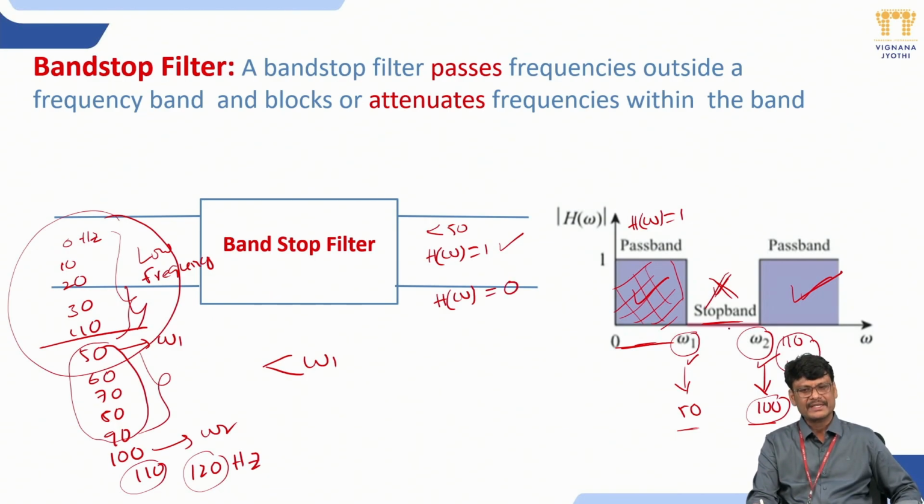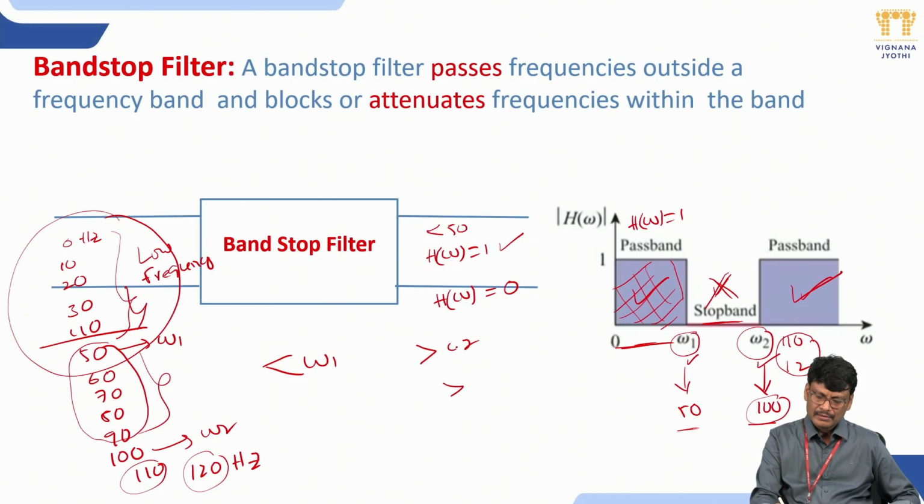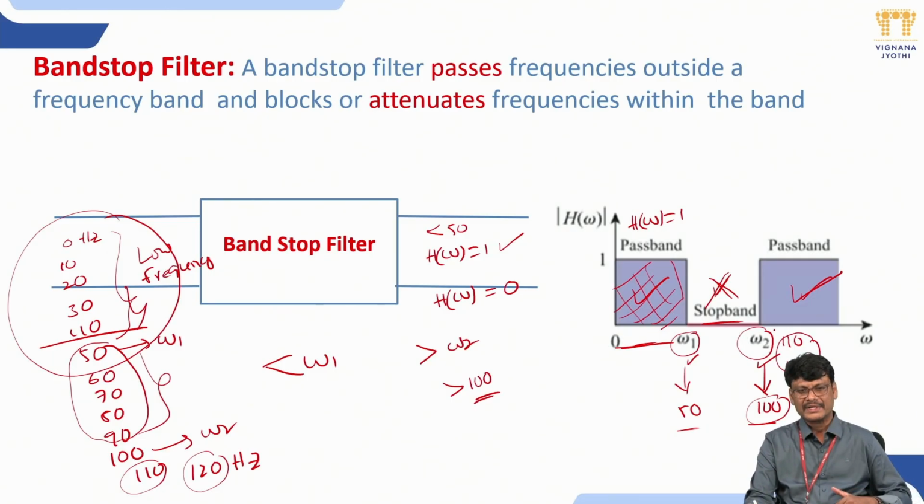Why? Because here the stop band is there. It does not allow the signal. Again, for frequencies greater than omega 2, that is greater than 100, what is happening here? Again, this filter allows the signal. Now, what is happening again?